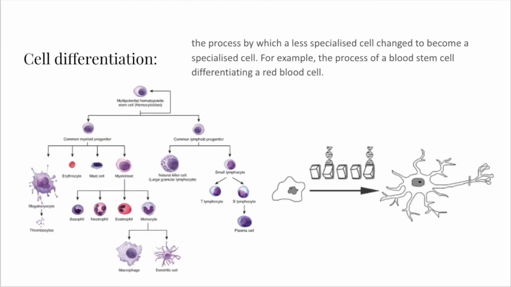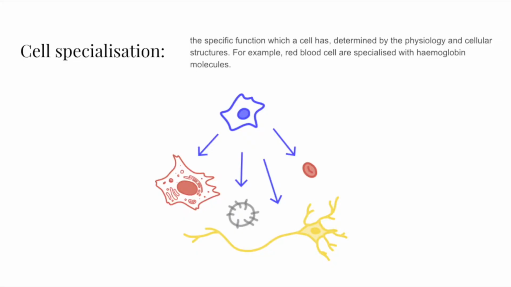First up, cell differentiation is the process by which a less specialized cell is changed to become specialized. For example, the process of a blood stem cell differentiating to a red blood cell. Cell specialization is different. It's the specific function which a cell has. It's determined by the physiology and the cellular structures within the cell. For example, a red blood cell is specialized with hemoglobin molecules.